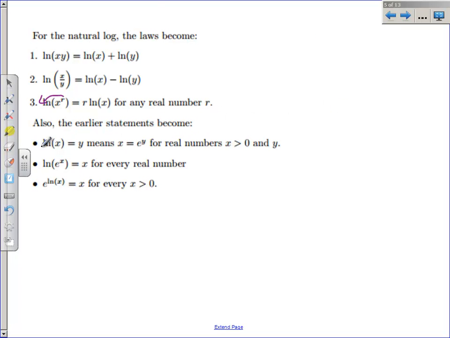Again, we know that natural log has a base of e, and so to convert a natural log statement to an exponential, we use the base e. And of course, the exponential e to the x and the natural log are basically inverse functions, and so they'll cancel and give you x. And then e to the natural log also cancels and gives you x.